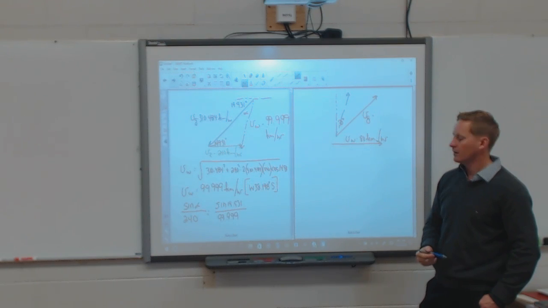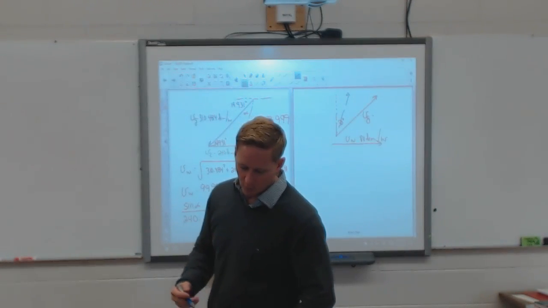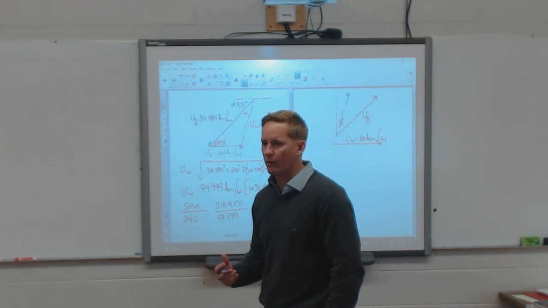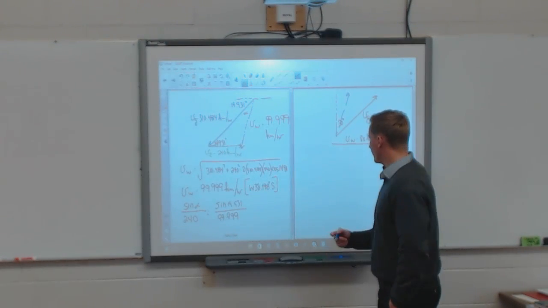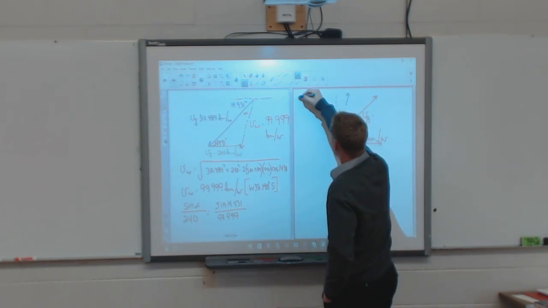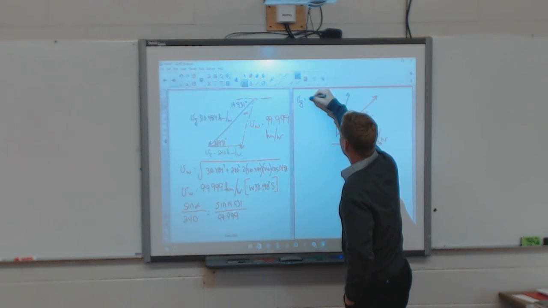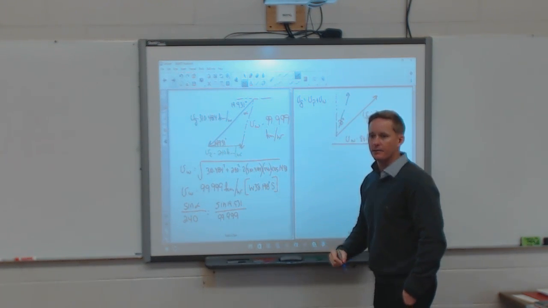Got it? Okay. So I know the plane's velocity, and I know the wind. What I don't know is the ground. So here's what I'm going to do. Let's go back to this. How do I find my ground velocity? Plane plus wind. Agreed?